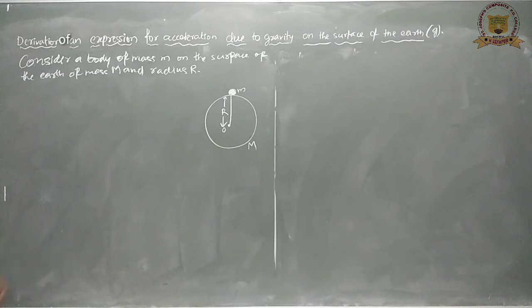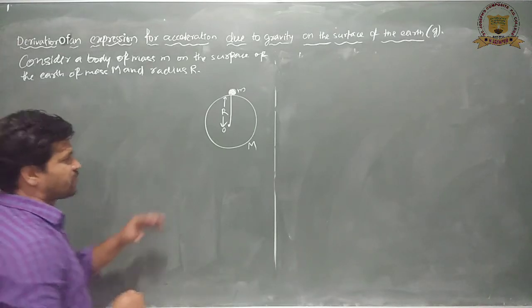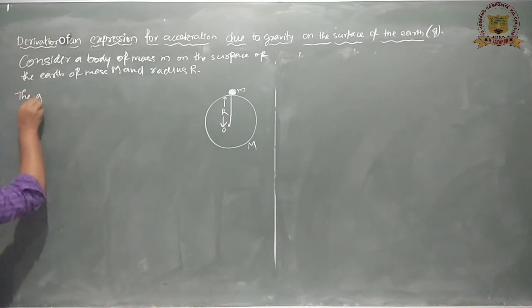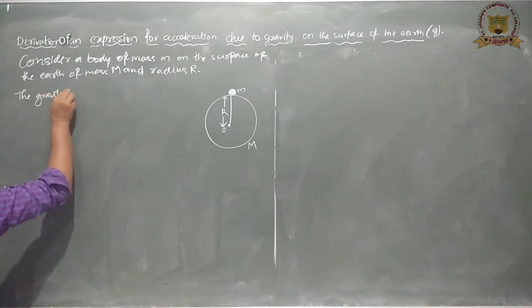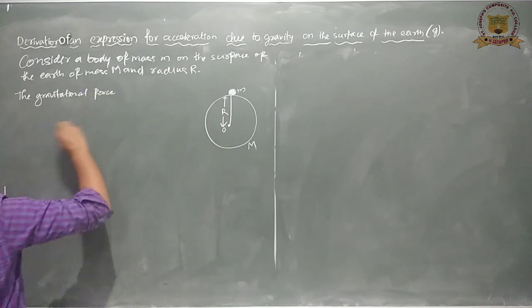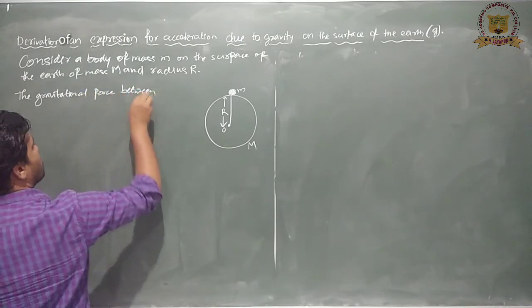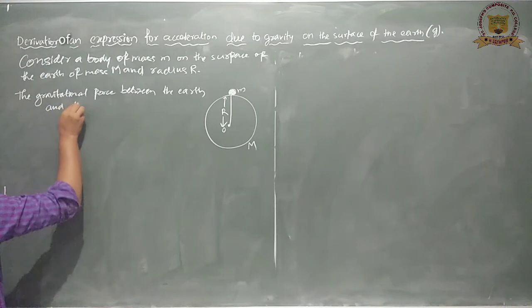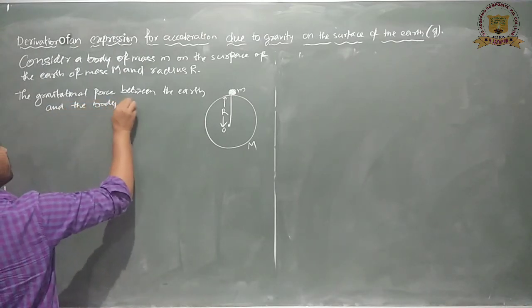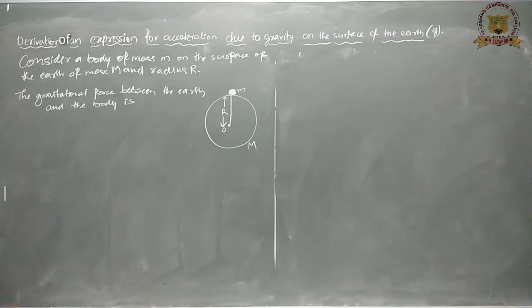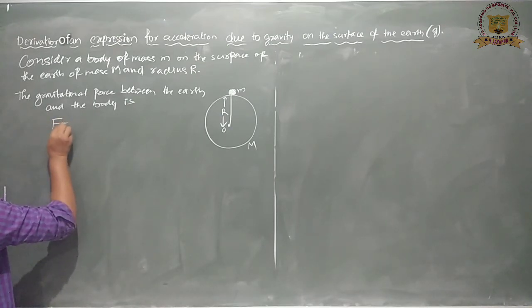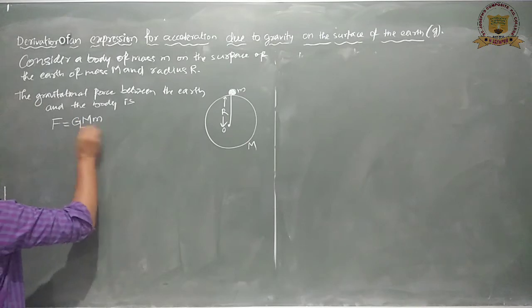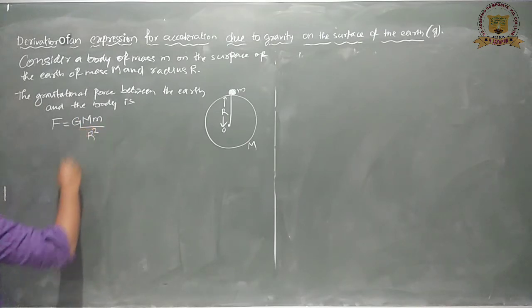And now using Newton's law of gravitation, the gravitational force between the earth and the body m is given by F equals capital G capital M into small m, because it is the product of masses, and inversely proportional to the square of the distance between them, that is r square.